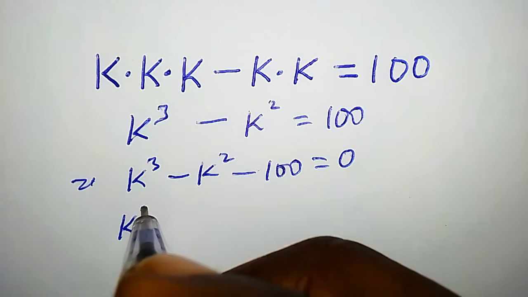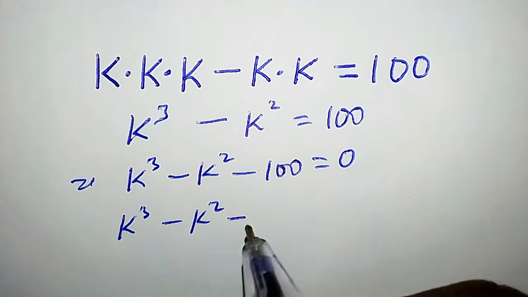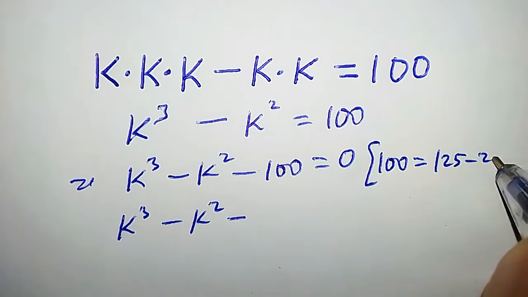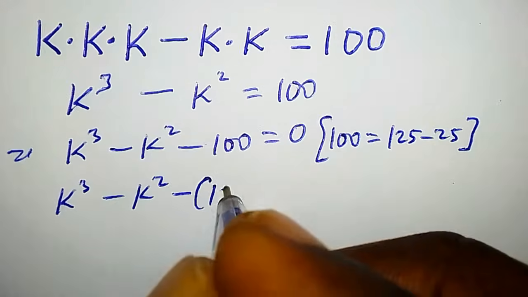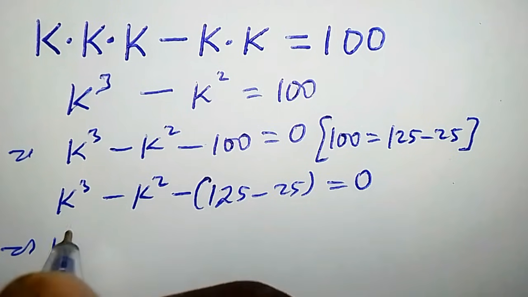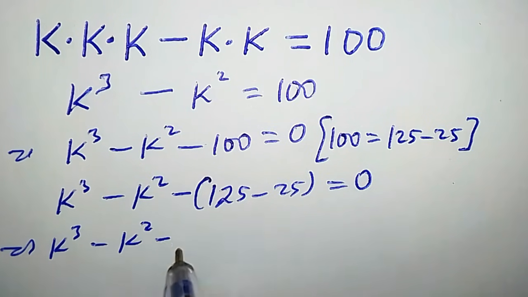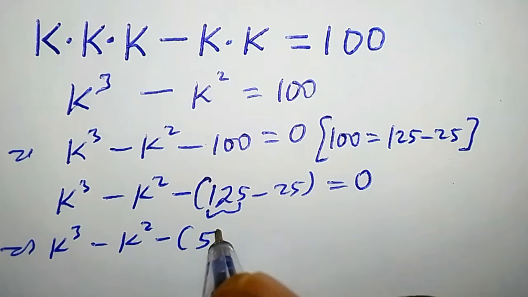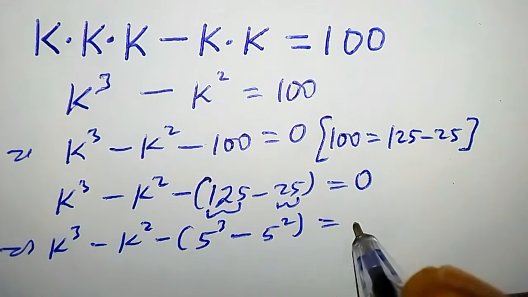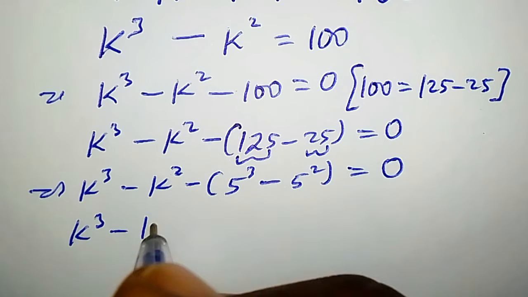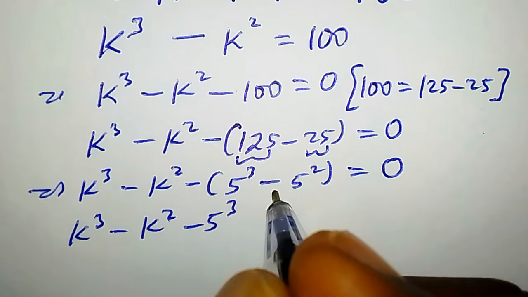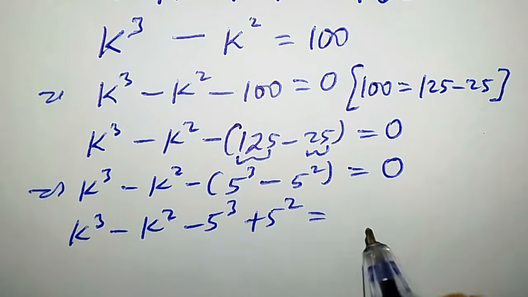So we have K to the power of 3 minus K square minus 100. We can rewrite 100 as 125 minus 25. So we have 125 minus 25 equal to 0. This means that K to the power of 3 minus K square minus 125 could be written as 5 to the power of 3 minus 25, also written as 5 square, equal to 0. So K to the power of 3 minus K square, minus times 5 cube, that is minus 5 cube, minus times minus 5 square, that is plus 5 square, equal to 0.